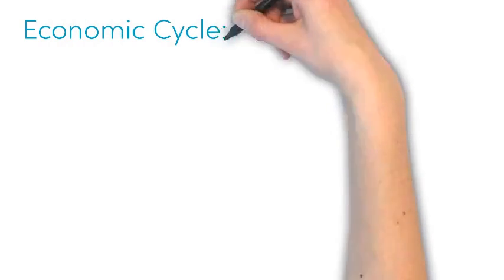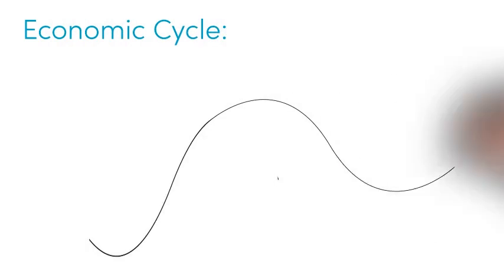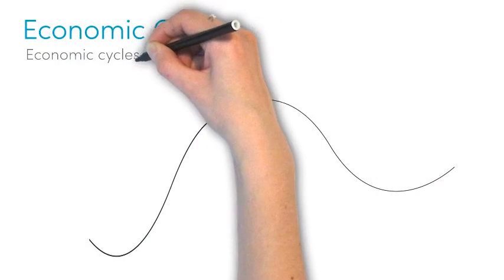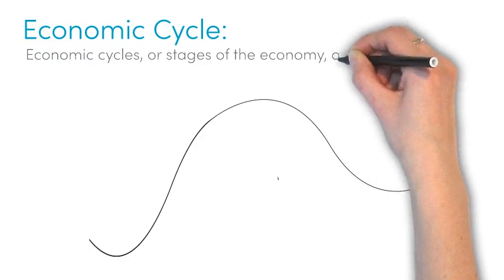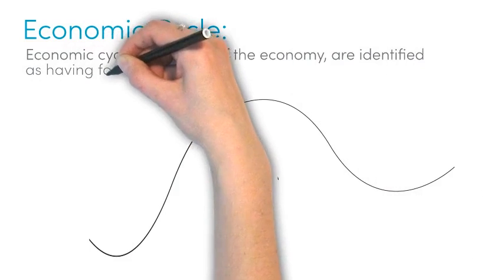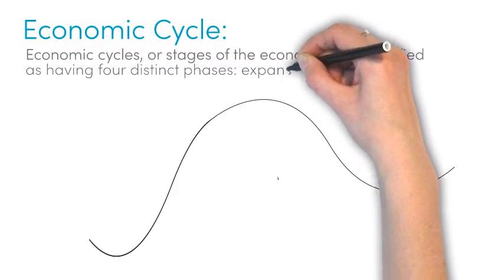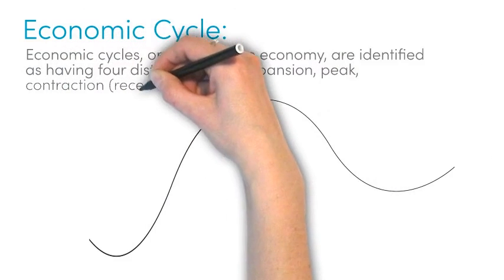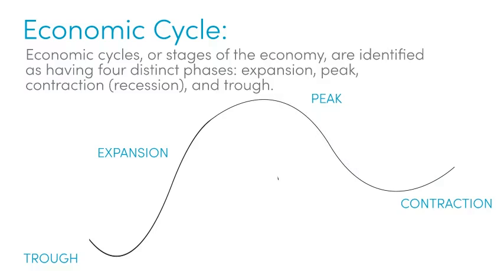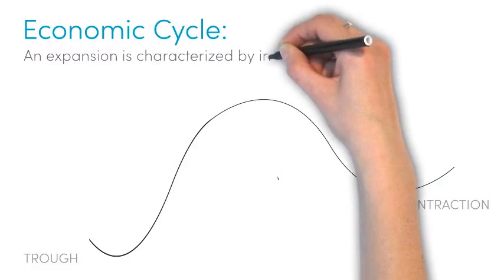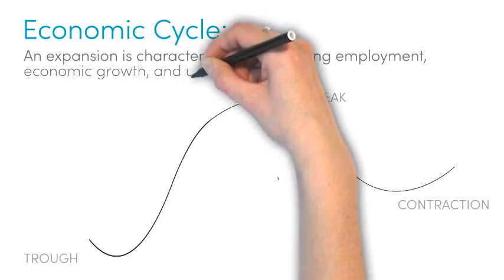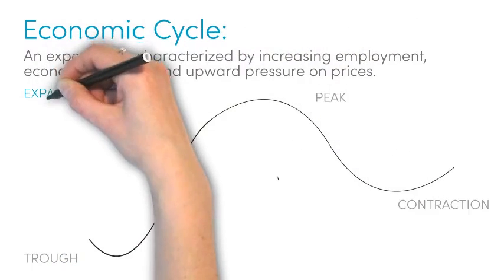Economic cycle. Economic cycle, or stages of the economy, are identified as having 4 distinct phases: expansion, peak, contraction or recession, and trough. An expansion is characterized by increasing employment, economic growth, and upward pressure on prices.